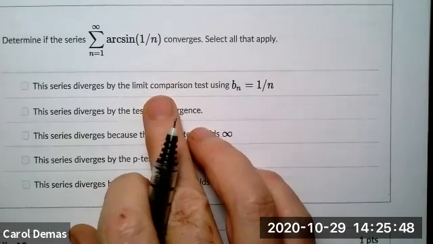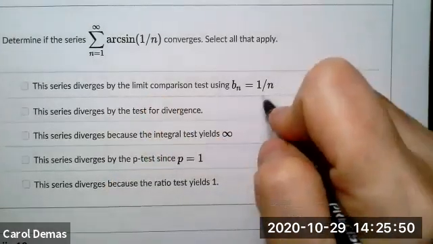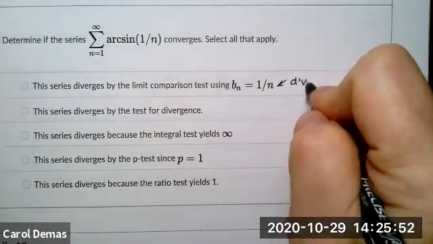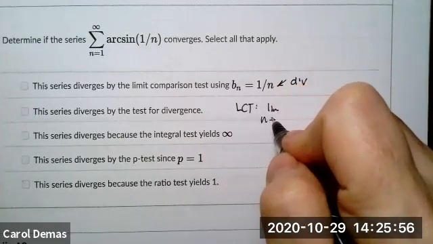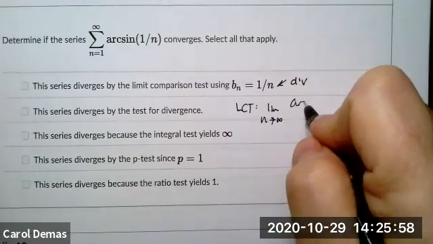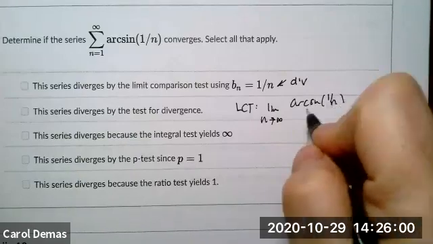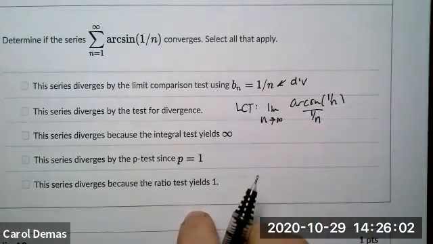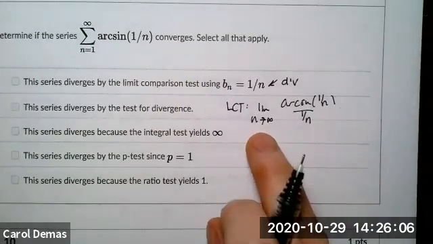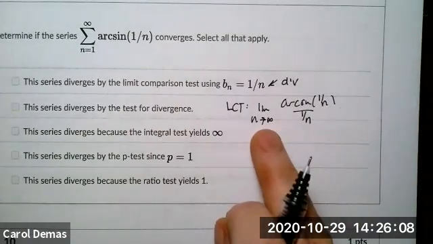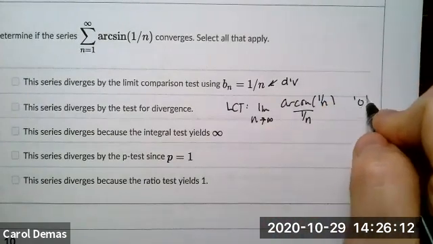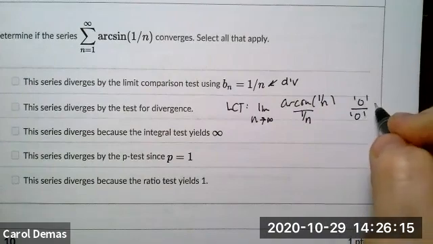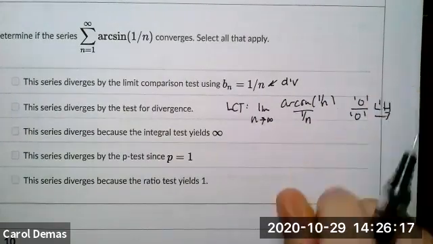Well, we can do limit comparison. This series diverges, so when we do limit comparison, arc sine 1 over n over 1 over n. What's that going to give us in the limit? If we go to infinity, arc sine of 0 will give us 0, and 1 over n will give us 0. We have to call L'Hopital.